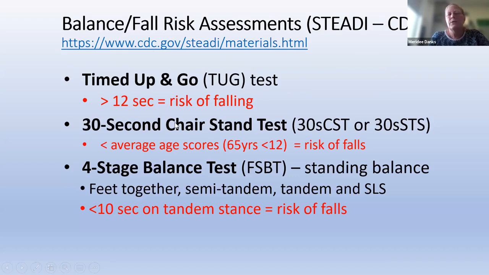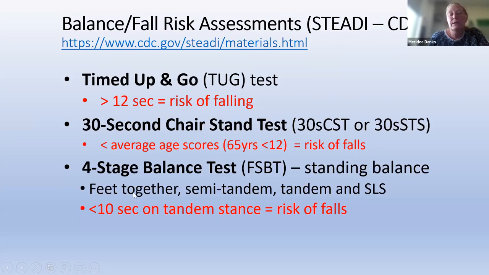30-second chair stand test looks at lower extremity strength, but also looks at balance. If the older person falls below average scores, usually it's about 12 sit-to-stands in 30 seconds, they're at an increased risk of fall. And then the CDC recommends that you do the 4-stage balance test.